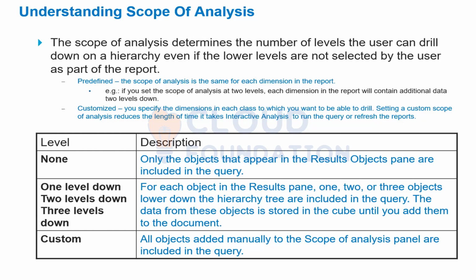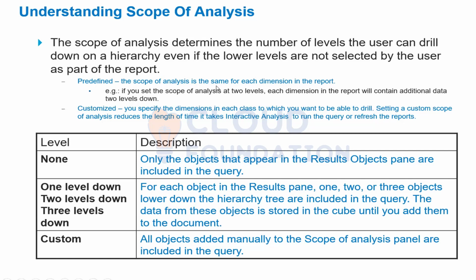So if our report only has country in the result objects, but we set the scope of analysis level to 3 and enable that, then we can go into drill mode. If we enable the scope of analysis in the query panel, even if we don't include other objects like state and city, we can drill down to that level to see more detailed information.